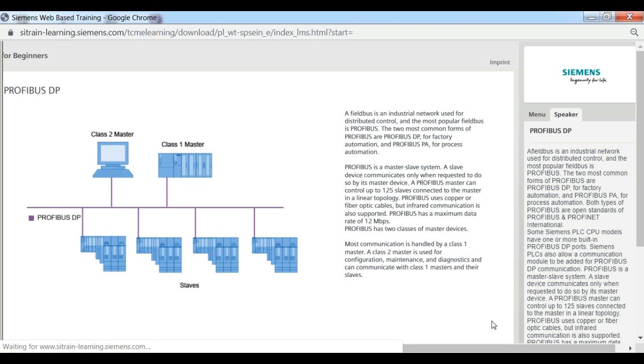Profibus has two classes of master devices. Most communication is handled by a Class 1 master, which is often a PLC. A Class 1 master controls all communication with its slaves. Most of this communication is handled through a cyclic polling process. A Class 2 master is used for configuration, maintenance, and diagnostics and can communicate with Class 1 masters and their slaves.